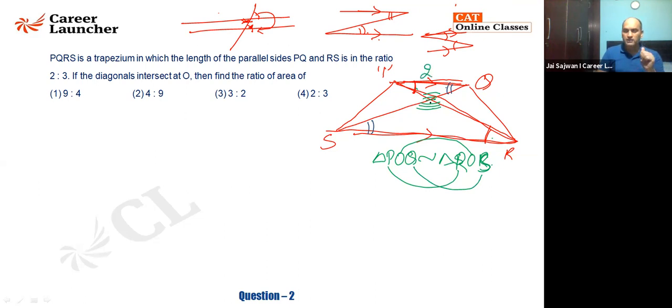Once you know the ratio of their sides is 2:3, the ratio of the areas of triangle POQ upon triangle ROS will be equal to 2 square upon 3 square. So directly I can get my answer as 4:9.